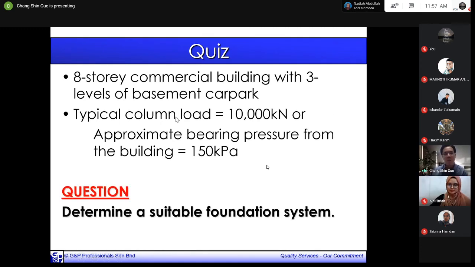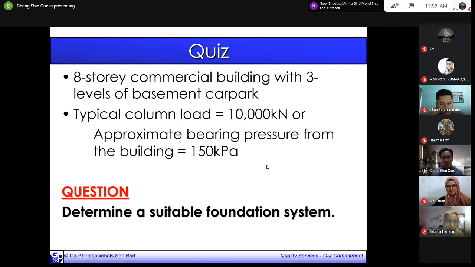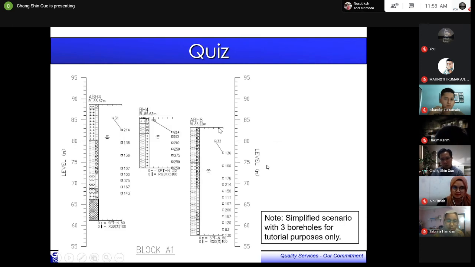So the question is to determine a suitable foundation system. Now, the information given is that it will be an 8 story commercial building with 3 levels of basement car park, and the approximate bearing pressure from the building is about 150 kPa. This is just a simplified scenario with three boreholes.